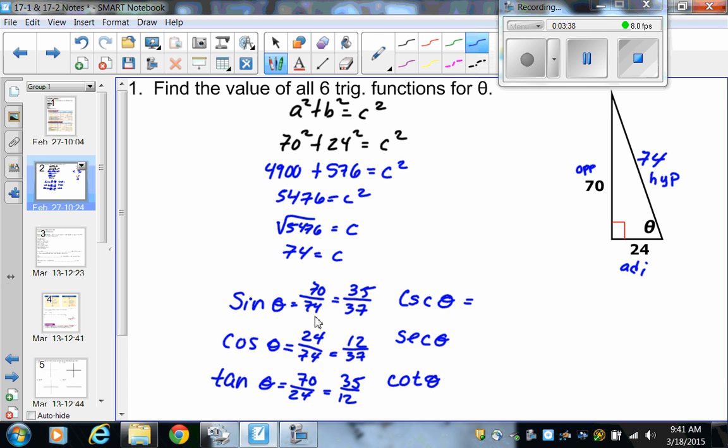Cosecant is just the reciprocal of sine, so that's going to be 74 over 70, which is 37 over 35. Secant is the reciprocal of cosine, so that's 74 over 24, which simplifies to 37 over 12. And cotangent would be the reciprocal of tangent, which would be 24 over 70, which equals 12 over 35.